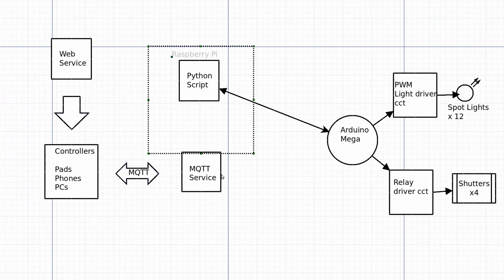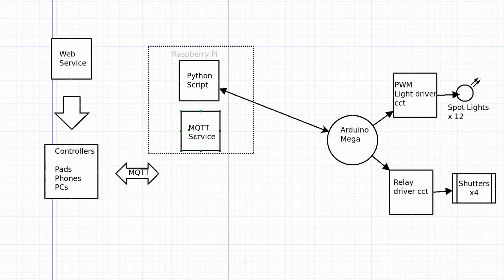The MQTT service can reside anywhere. I actually installed it on the same Raspberry Pi. The program that I used is Mosquitto. Very easy to install, very easy to set up. Actually an apt-get command and you're away. So highly recommended.